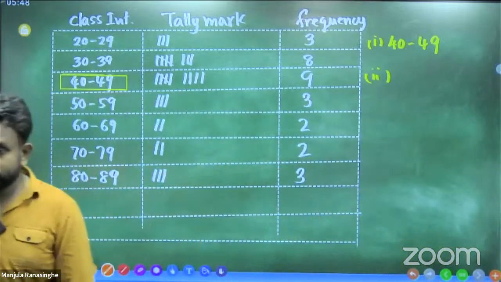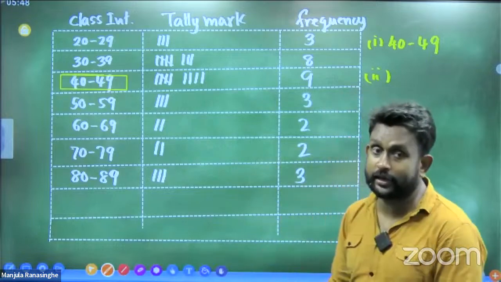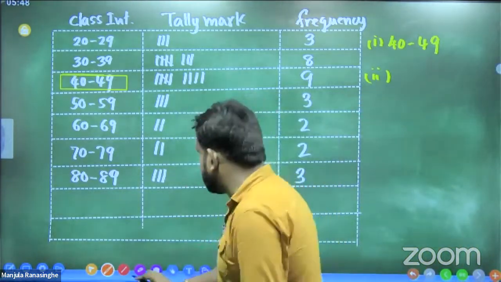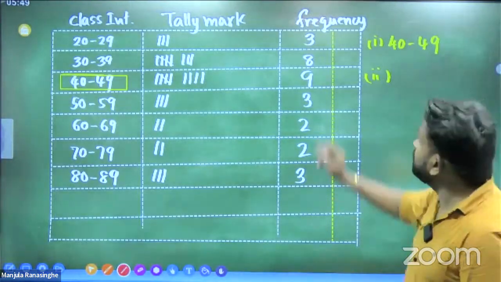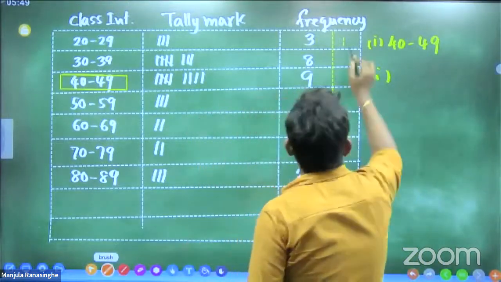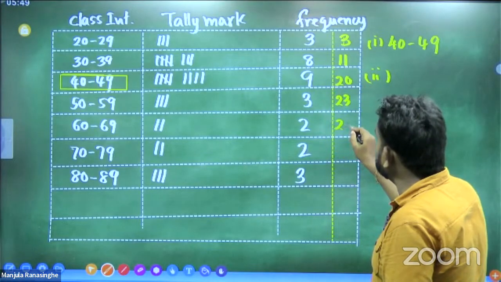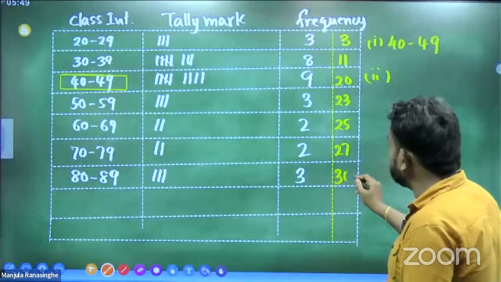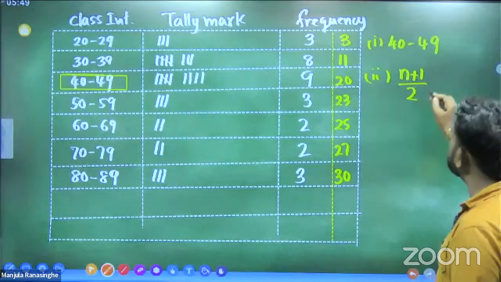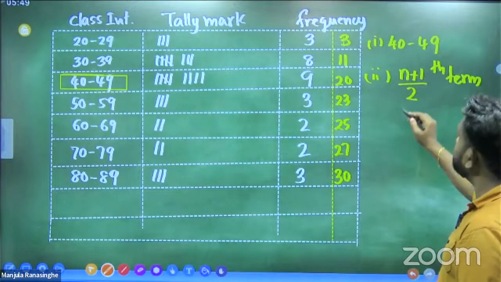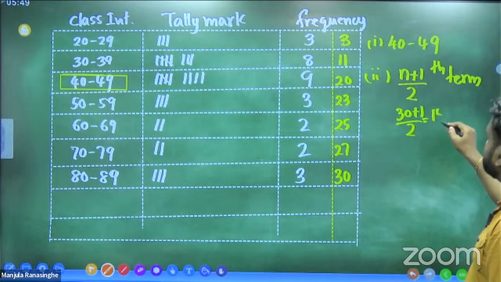Part 2 they are asking: find the median class. For finding the median class, as I mentioned, we require the cumulative frequency column, written at the side. Here 3, then add 3 plus 8, 11, 11 plus 9, 20, 20 plus 3, 23, 23 plus 2, 25, 25 plus 2, 27, 27 plus 3, 30. Now you know the formula: the median position is the (n plus 1) upon 2th term. N is 30, so 30 plus 1 is 31, upon 2 is 15.5th data.